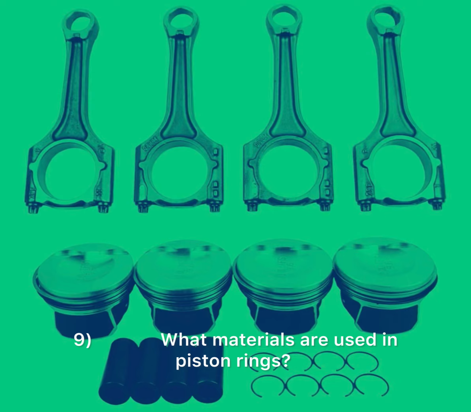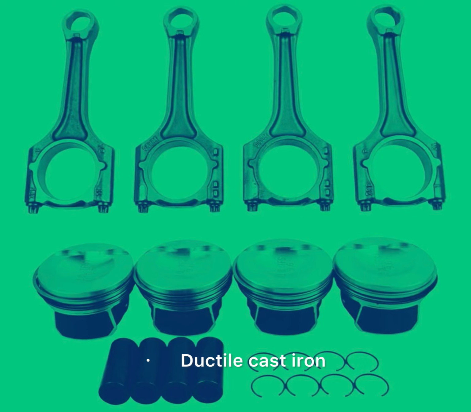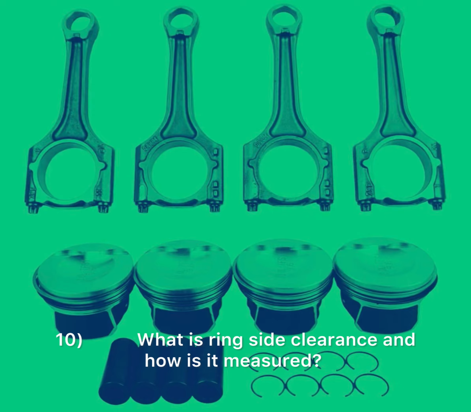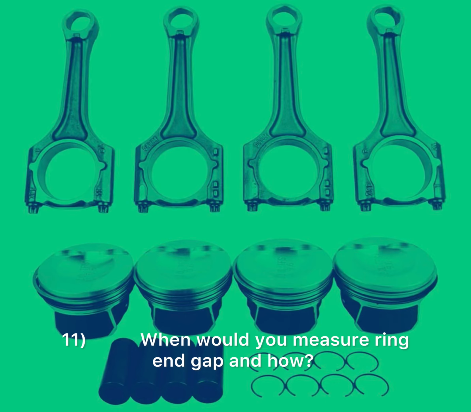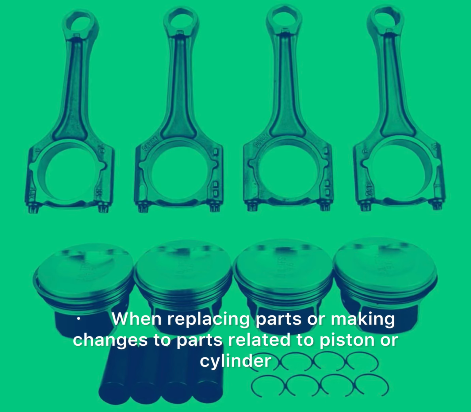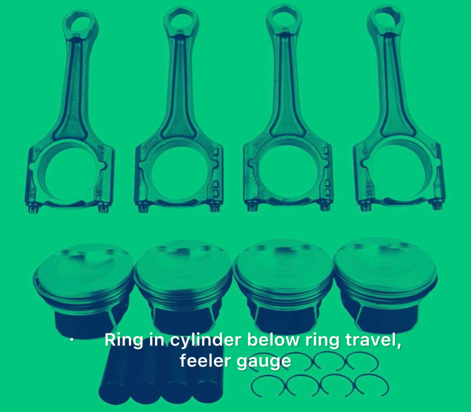9. What materials are used in piston rings? Cast iron, ductile cast iron, steel alloys, stainless steel, faced with molybdenum or chrome. 10. What is ring side clearance and how is it measured? Space between ring and groove, with a feeler gauge. 11. When would you measure ring end gap and how? When replacing parts or making changes to parts related to piston or cylinder. Ring in cylinder below ring travel, feeler gauge.